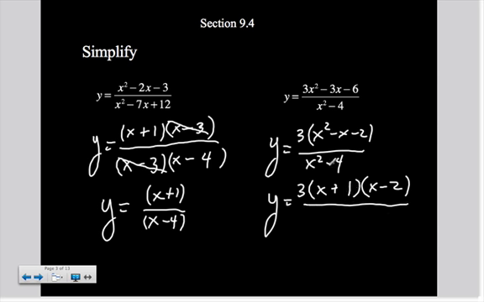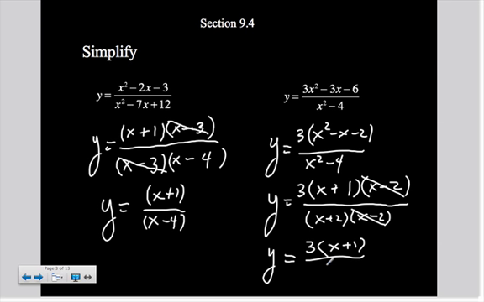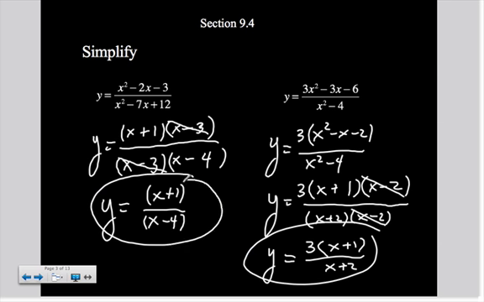And in the denominator, this is the difference of two squares. That's x plus 2 times x minus 2. If I cancel common factors, I cancel the x minus 2's, and I end up with y is equal to 3 times x plus 1 over x plus 2. Okay, so these are fully simplified. So that's simplifying rational functions.